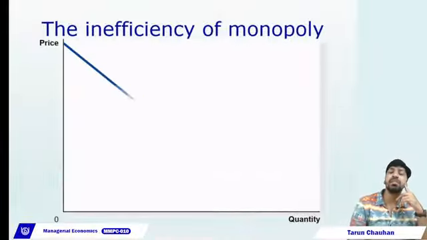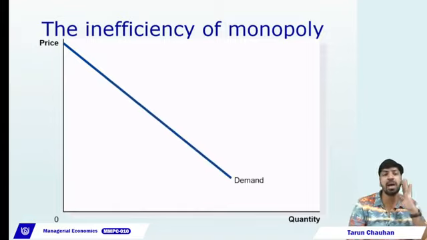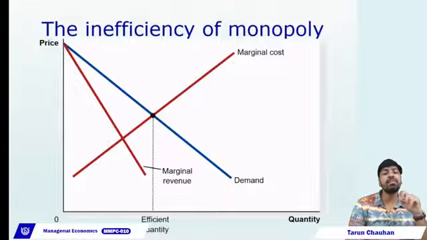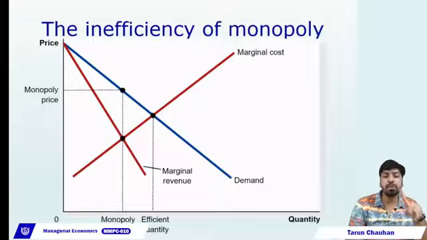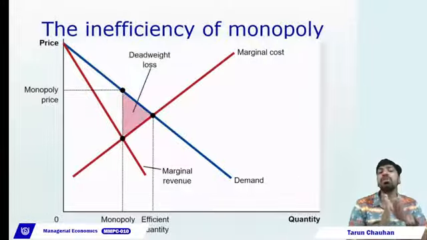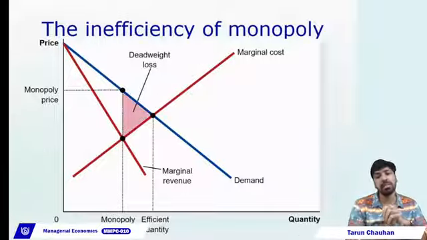The inefficiency of monopoly: this is a demand curve, this is a marginal revenue curve, this is a marginal cost curve. This is the efficient quantity where the demand and marginal cost intersect each other, and this is the monopoly quantity. As I already told, any portion above that level becomes the losses. So this is a deadweight loss. Any portion below that particular point becomes the loss. So that is where the marginal revenue and demand inefficiency stands for the loss.